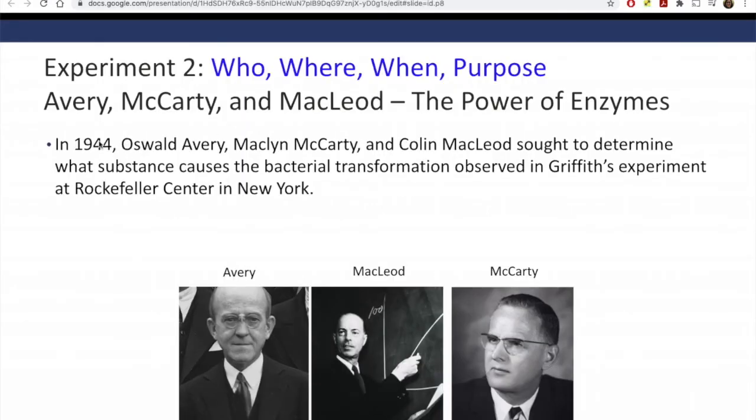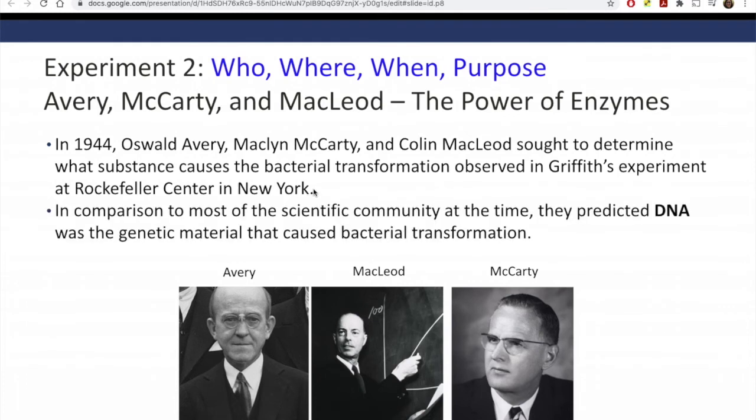So in 1944, Oswald Avery, Maclyn McCarty, and Colin MacLeod sought to determine what substance, what molecule, caused that bacterial transformation that was observed in Griffith's experiment. So here's the purpose. They want to figure out what that mystery molecule is that can cause bacterial transformation. They're doing the research in New York, USA. And in comparison to most of the scientific community at that time, this team of scientists actually did predict that DNA was that genetic molecule. So they're using this experiment to confirm or refute that hypothesis.